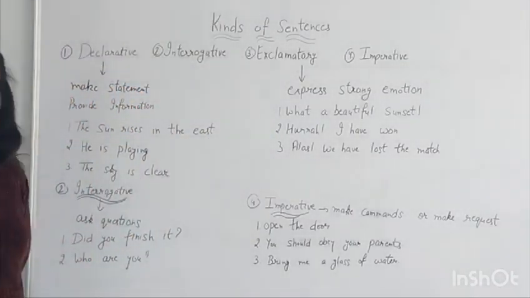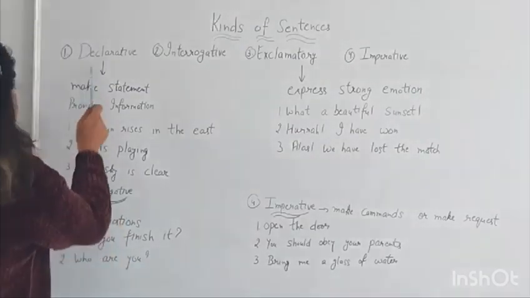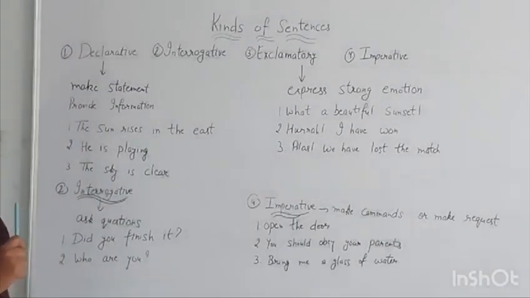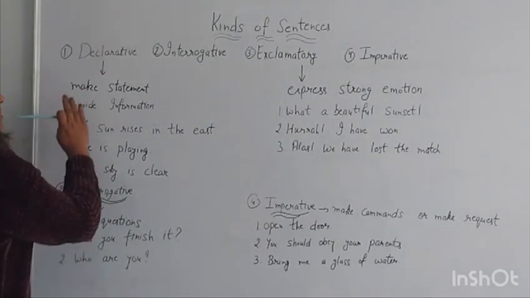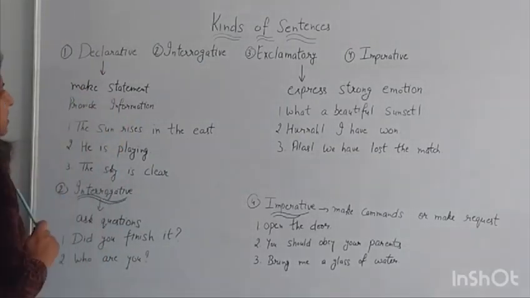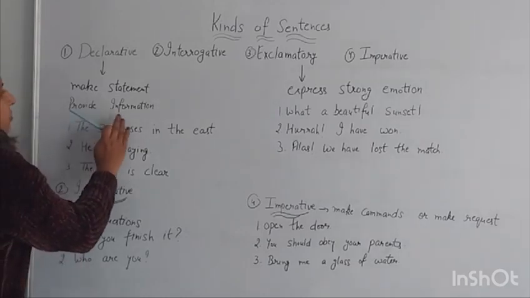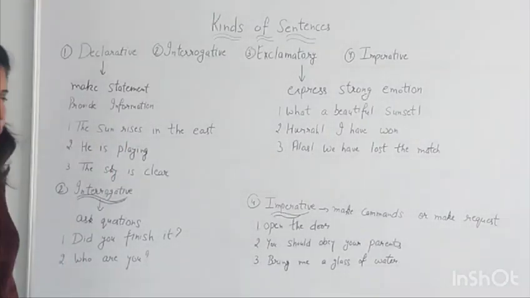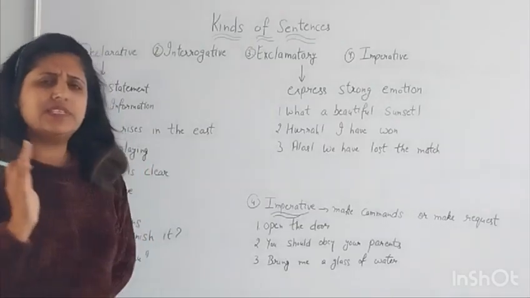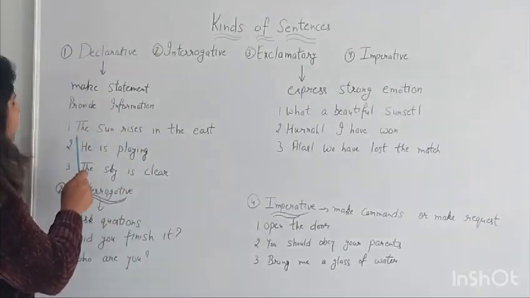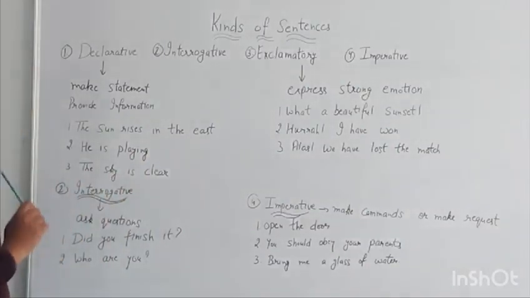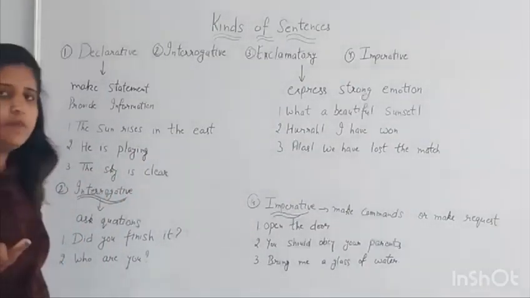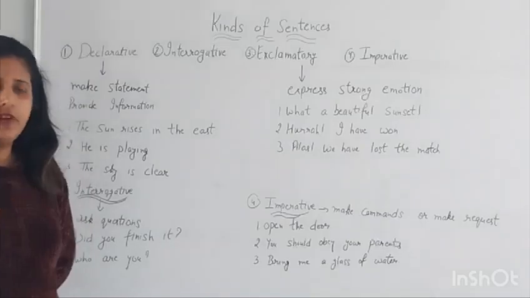Now moving to the first kind, it is the declarative sentence. Now what are declarative sentences? Declarative sentences are just sentences which make a statement or which provide you information. So declarative sentences are very simple sentences, like I have written, the sun rises in the east. Now what is it? It is just a simple statement. It is just simple information.